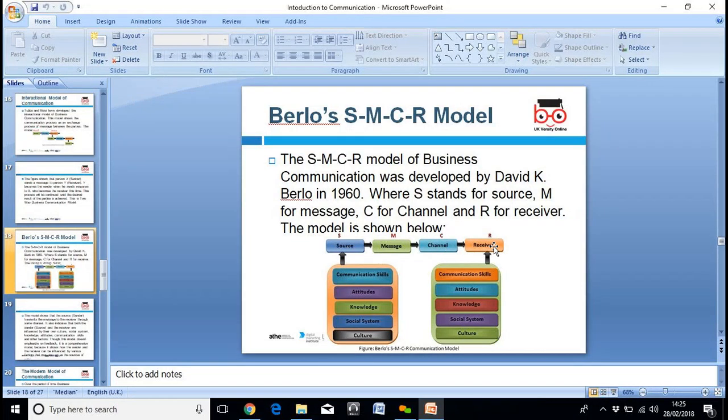And again, it's backwards. It depends on their communication skills, attitudes, knowledge, and social system, and the culture as to what their response will be. Berlo is saying that it will make a difference to their response if you include the things that are involved. Now, if it's somebody you don't know, then obviously all these things will apply. But where it's between two persons that are known, then this model is less apparent than the others.